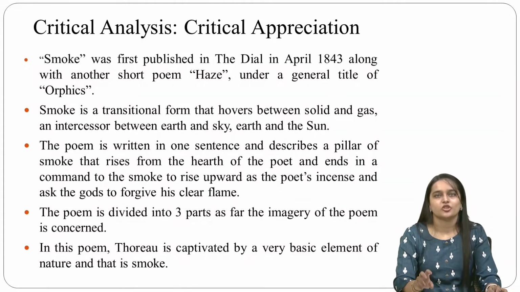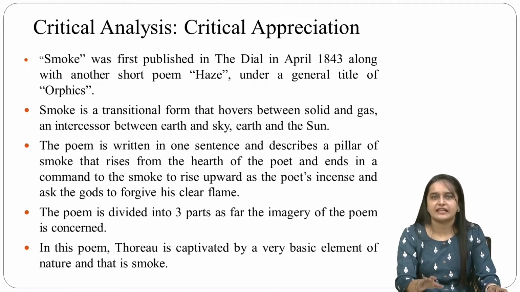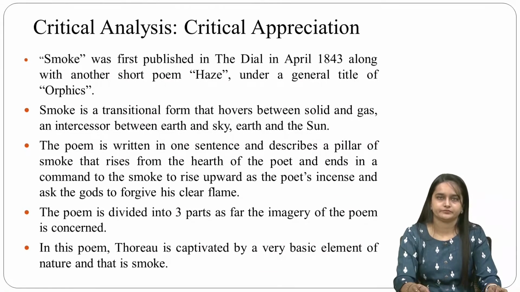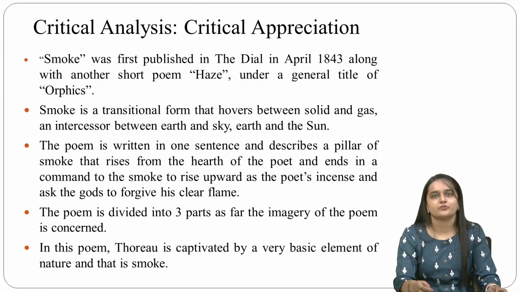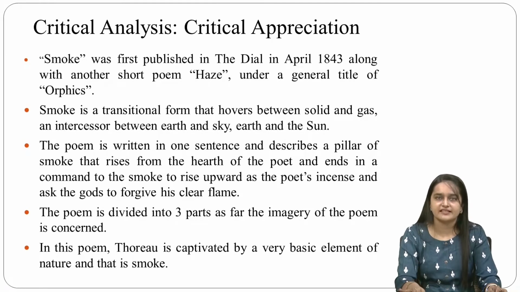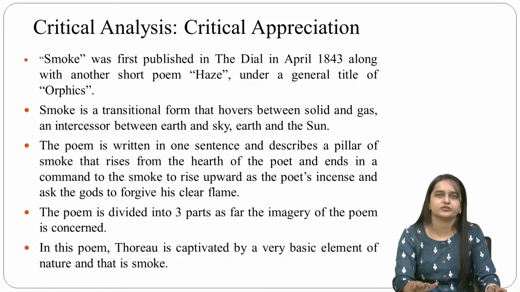In this poem, Thoreau is captivated by a very basic element of nature, and that is smoke. Here we see Thoreau, the naturalist, in lines 1 to 4, where the image of an upward flight of a bird is created. The smoke becomes an Icarian bird as it ascends. Icarus is a defiant boy of the Greek legend who, disobeying his father, flew too close to the sun, due to which his wax wings melted and he drowned in the sea.